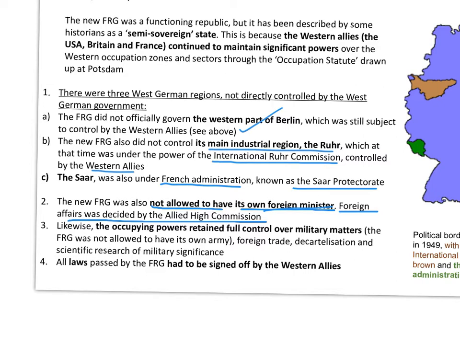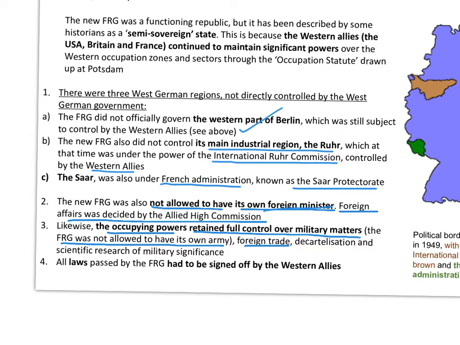Likewise, the British, the French and Americans, as the occupying powers, retained full control over military matters. So the new West Germany, very importantly, was not allowed to have its own army. And likewise, other matters that would impact on the strength of the army, the purchase of materials from abroad, foreign trade.